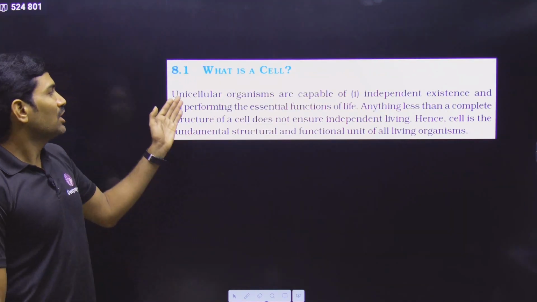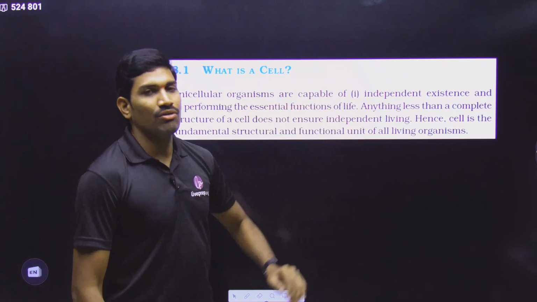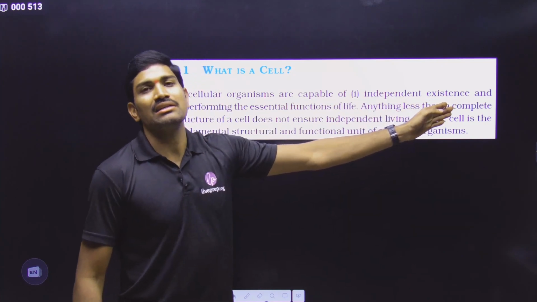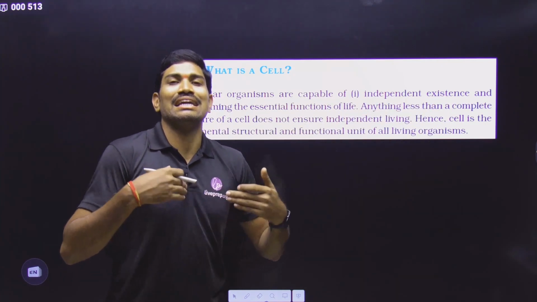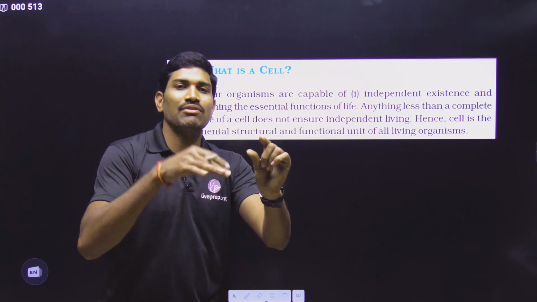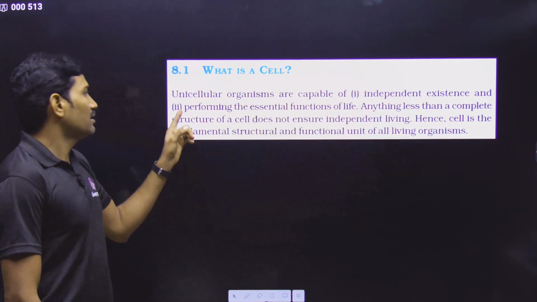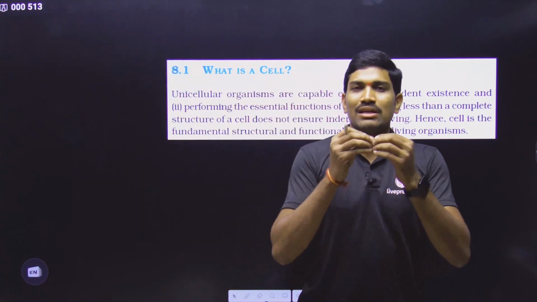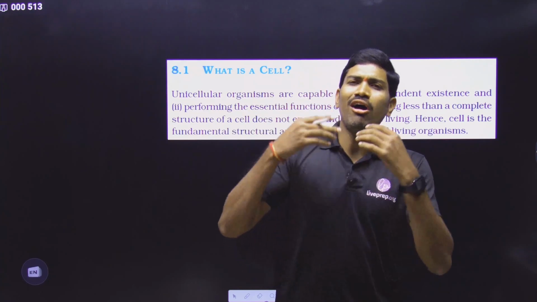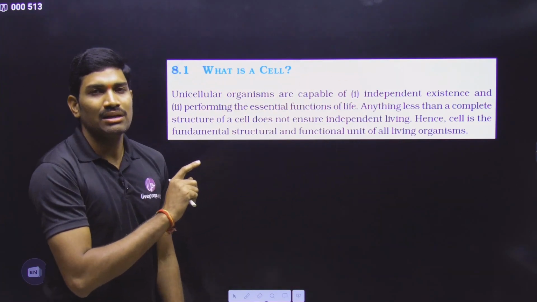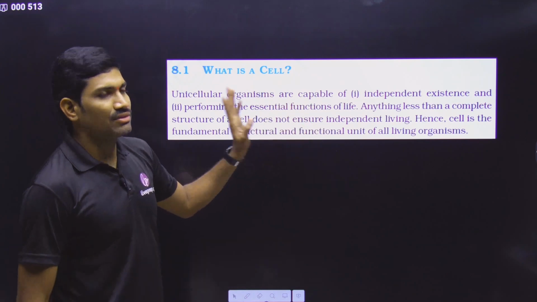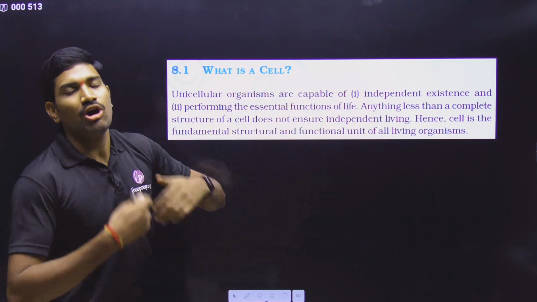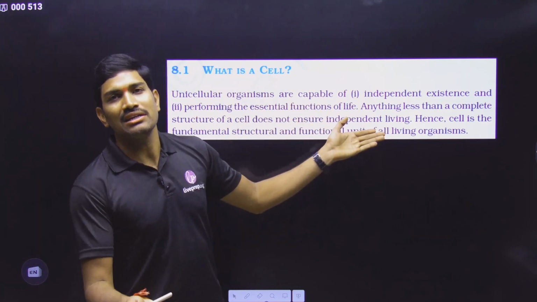Next one, then what is the cell? Unicellular organisms are capable of independent existence. They can exist on their own. They can live on their own. A single cell can survive on its own, and perform the essential functions of life. Whatever reactions are required for life, all the reactions will happen in that single cell. But in multicellular, it is not like this. That is the difference here. So how is this single cell able to survive? Because it is able to perform all the reactions that are required for the living condition. That's what they are saying.